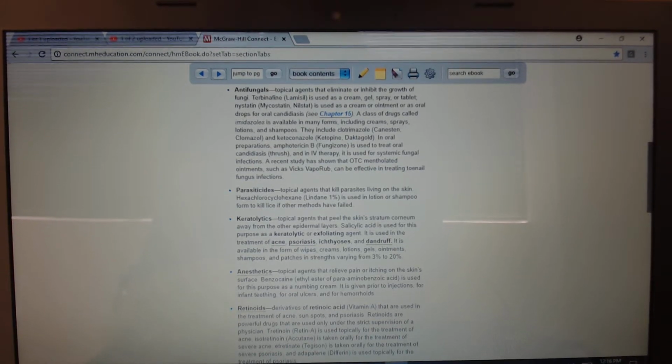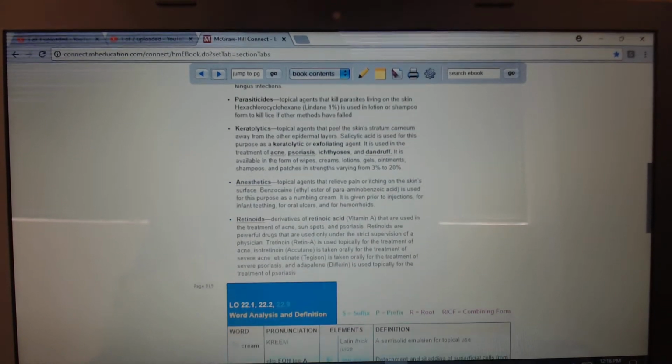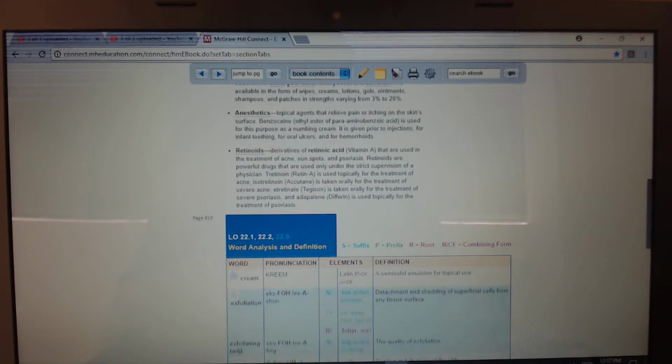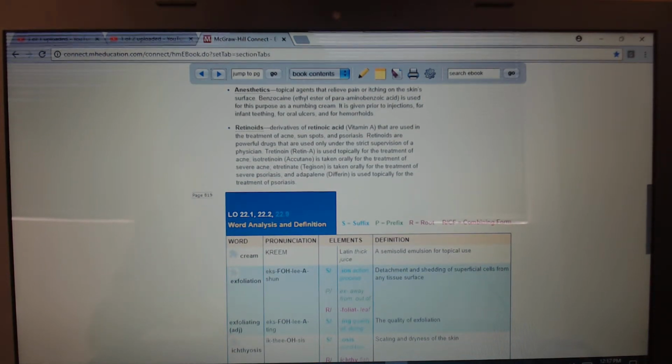Anesthetics are topical agents that relieve pain or itching on the skin surface. Benzocaine, ethyl ester of para-aminobenzoic acid, is used for this purpose as a numbing cream. It's given prior to injections, for infant teething or oral ulcers, and for hemorrhoids.